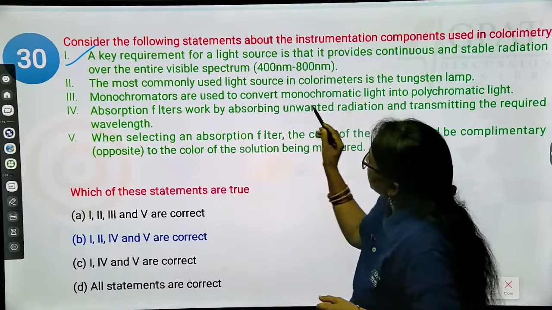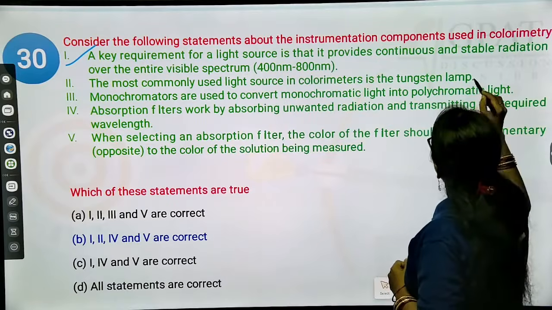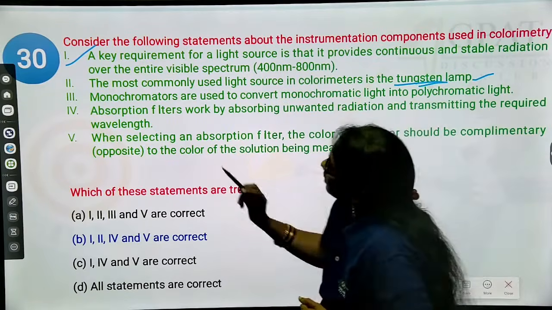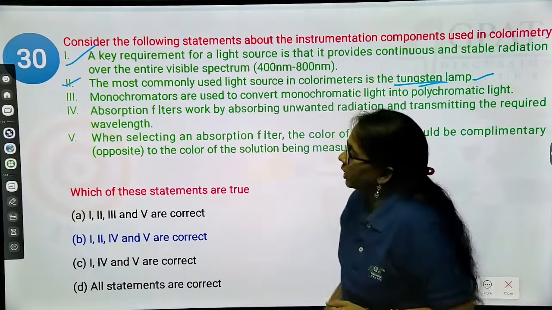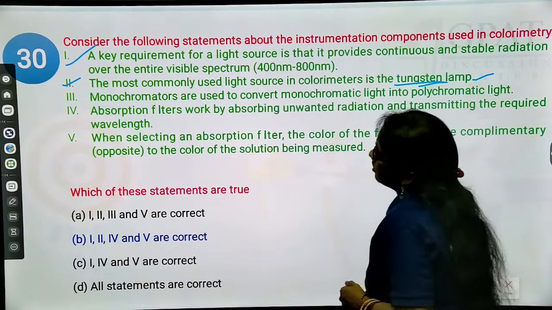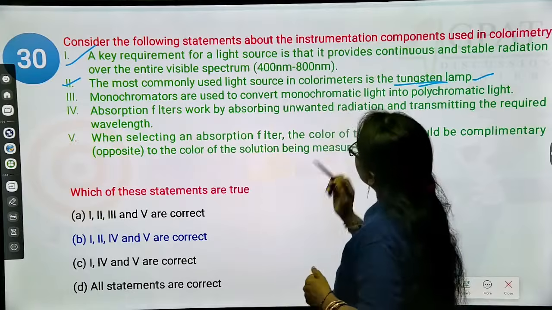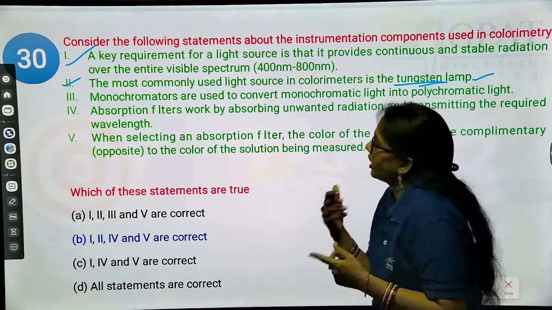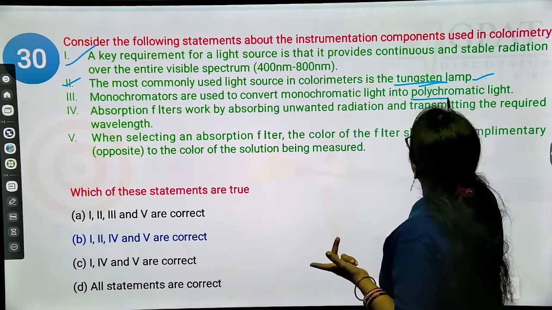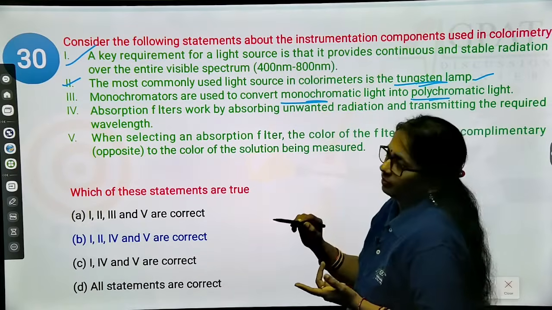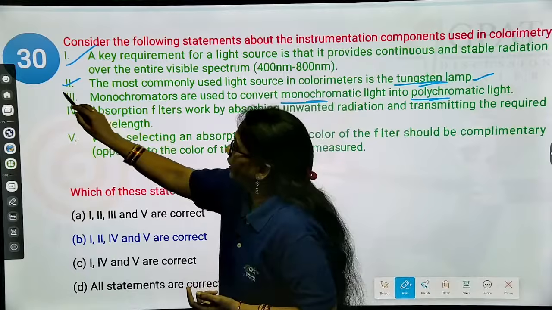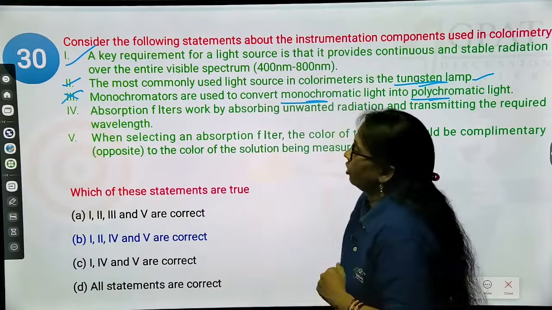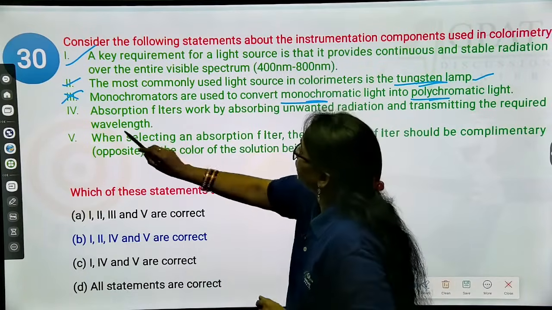The most commonly used light source in a colorimeter is a tungsten lamp. Definitely, tungsten is going to give the visible radiation, so this is also right. Monochromators are used to convert monochromatic light to, okay, they have given it in reverse. Polychromatic light to monochromatic is the purpose of a monochromator. So option 3 is wrong, given in reverse order.